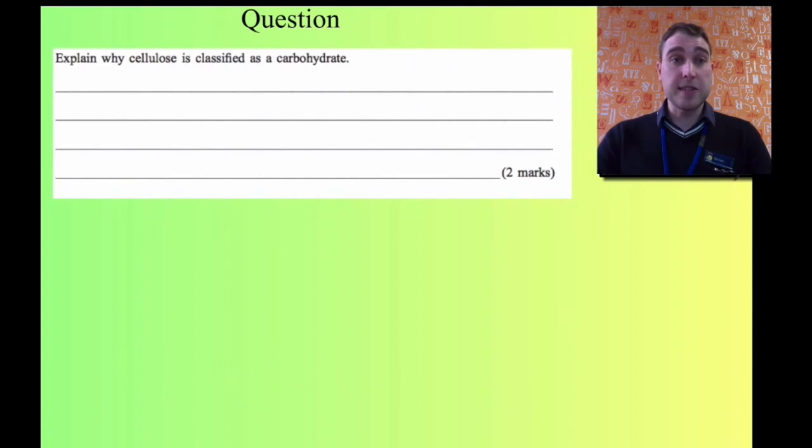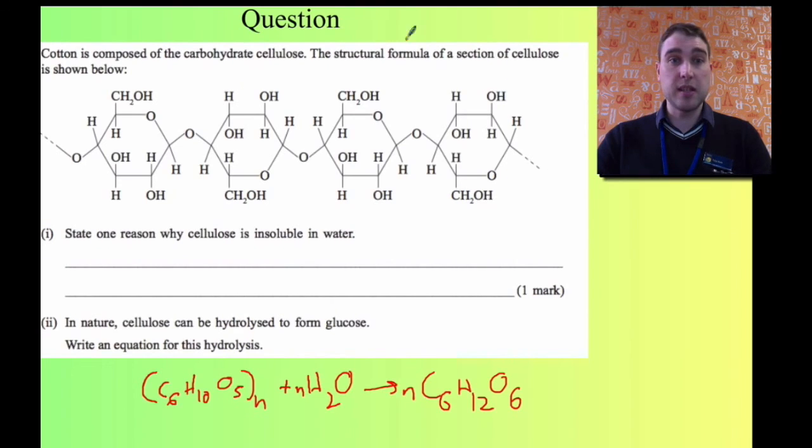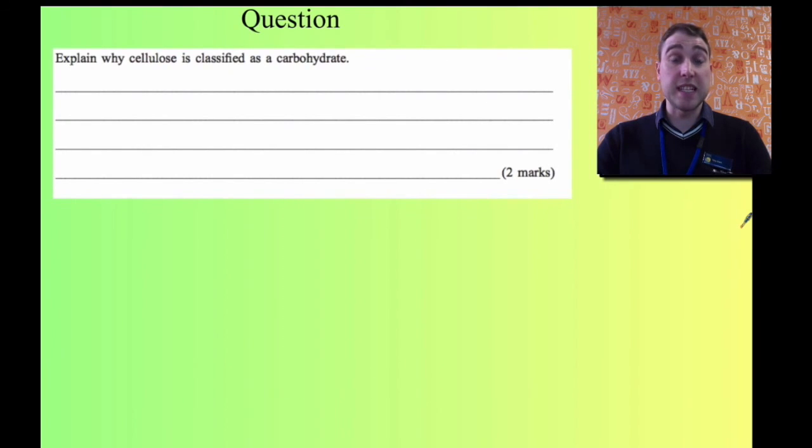The last part of the question says, explain why cellulose is classified as a carbohydrate. If we look back at the structure of cellulose, in terms of its structure, it's a polymer of glucose, and glucose itself is a polyhydroxyaldehyde or a polyhydroxyketone. They're the words that we need to remember when we do this. So the way I would say it is cellulose is a polymer of polyhydroxyaldehyde.